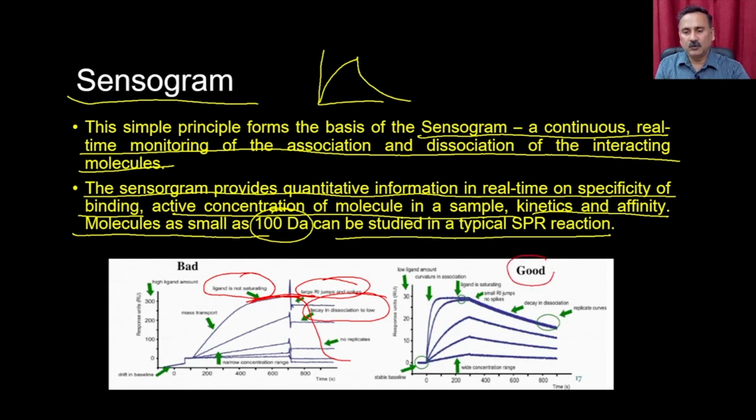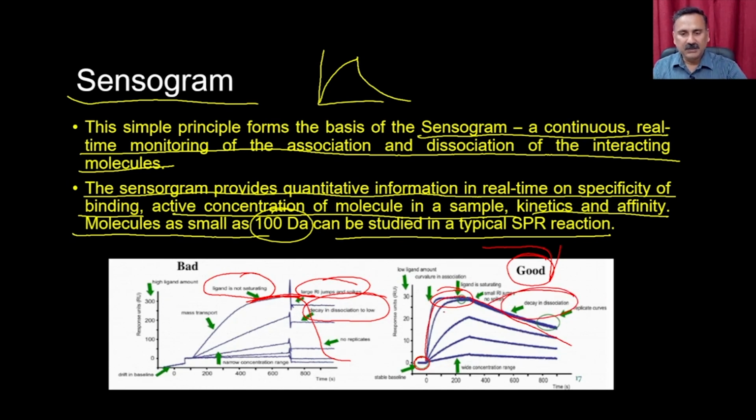Apart from that, this is a good quality sensogram because what you see here is a very stable baseline, right? So the baseline should be stable, because initially you should have a straight line and then it should show you a dip. And it is going to show you a saturation. So for example, it goes high and then there is a saturation. So this is a saturation phase. And then it has a decay, right? The decay is linear, so it shows you a decay in dissociation also. And that's why this is a good quality sensogram.